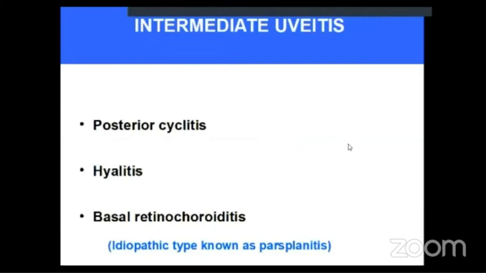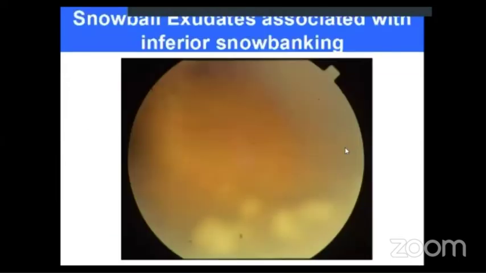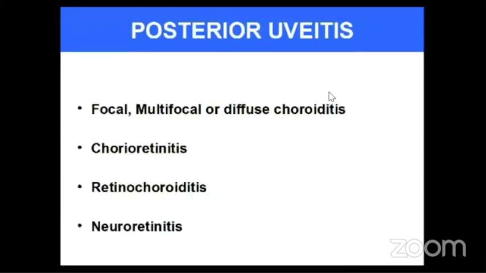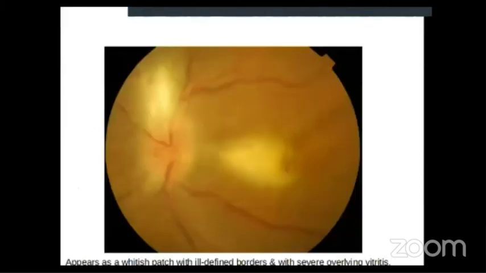Intermediate uveitis is also called pars planitis, cyclitis, hyalitis, or basal retinochoroiditis. Very important to examine the inferior pars plana to rule out snowball exudates and inferior snowbanking and vitreous or pars plana membranes. Posterior uveitis can present as focal, multifocal, diffuse choroiditis, chorioretinitis, retinochoroiditis, neuroretinitis, and frank retinitis.